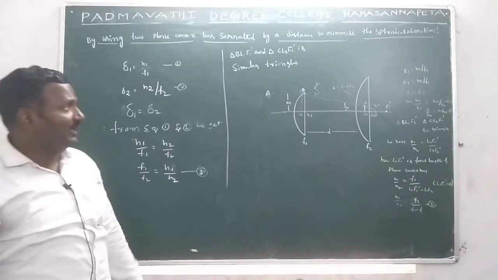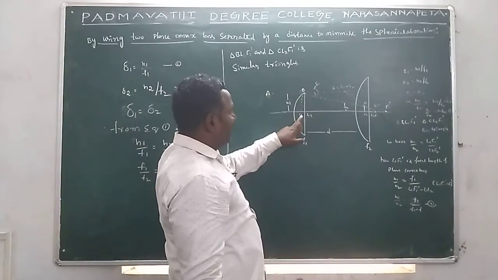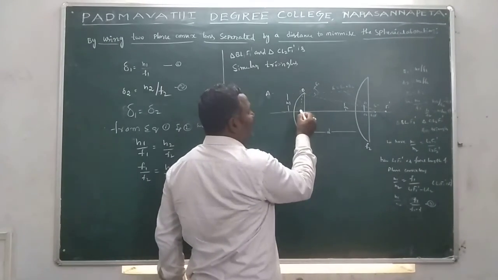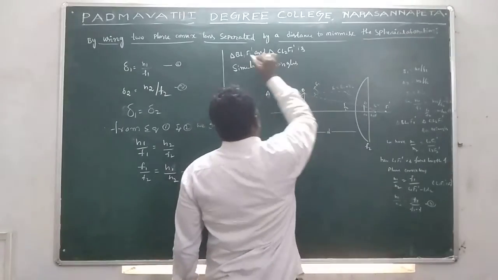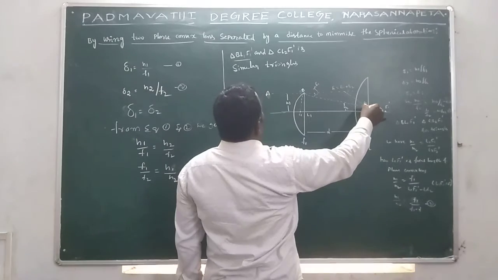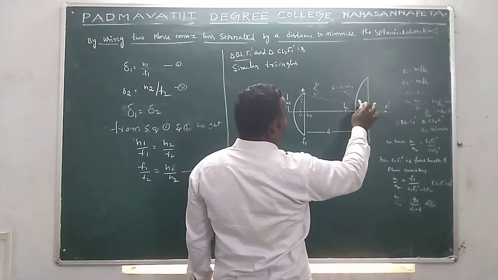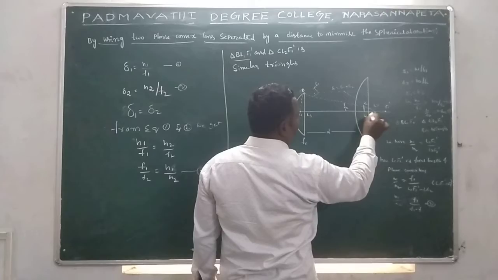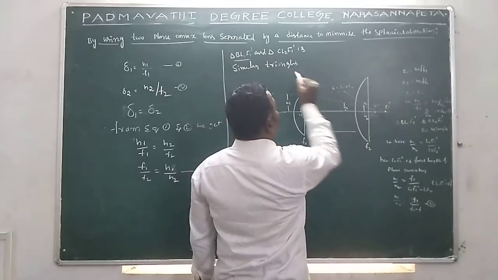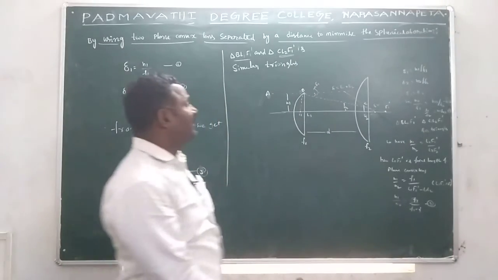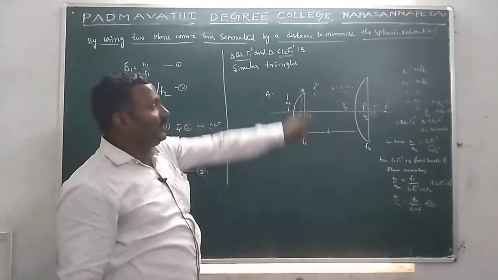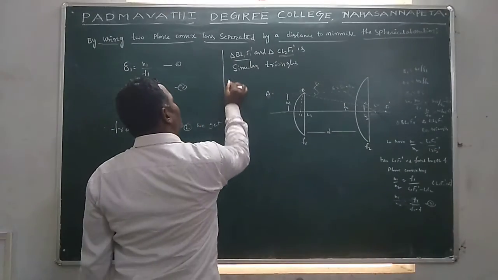Similar triangles, that is, swarupa trivijalu. Here this is C1, the curvature of the lens. So L1 B L1 F1 dash is one right angle triangle and CL2 F1 dash is another right angle triangle. That means these two triangles are similar triangles.